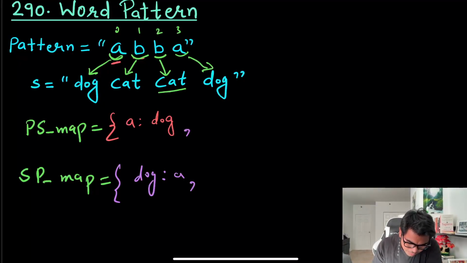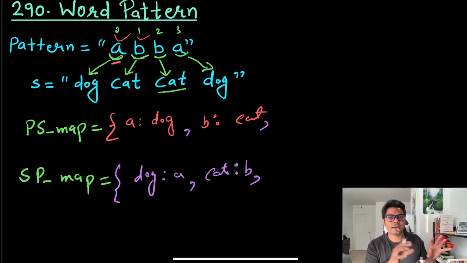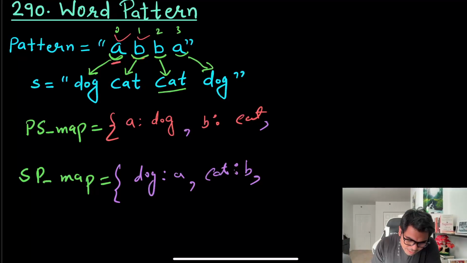Then I will come to B. For B, I will map B to cat, and here I will map cat to B. These two are done. These are two different keys that I saw in my pattern, and I've done the mapping. But then I will see B again. Does B exist in my PS map? Yes, it does. It's right here.